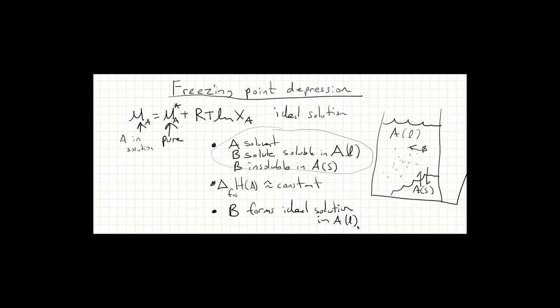So let's see if we fit all three of those requirements, and if there's some equation we can get for how the freezing point goes down. Before we do that, though, we should look at why the freezing point goes down. Let's do a mu T graph. So we've got mu for component A, and we've got temperature over here.